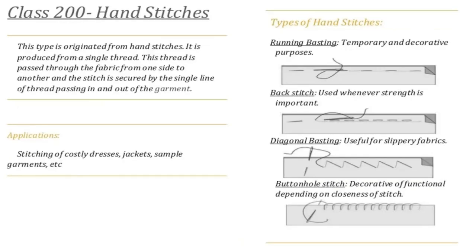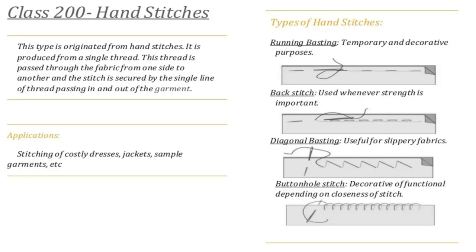Class 200, hand stitches. This type originated from hand stitches. It is produced from a single thread. This thread is passed through the fabric from one side to another and the stitch is secured by the single line of thread passing in and out of the garment.